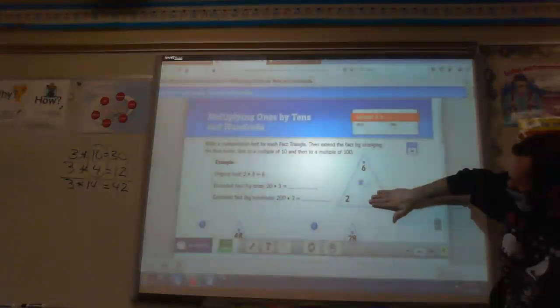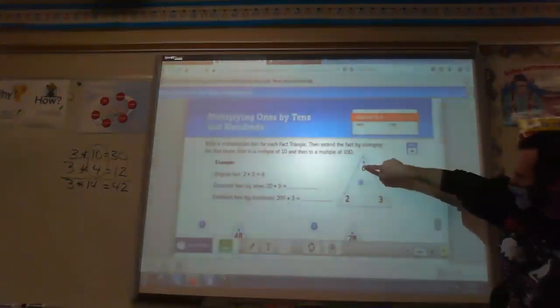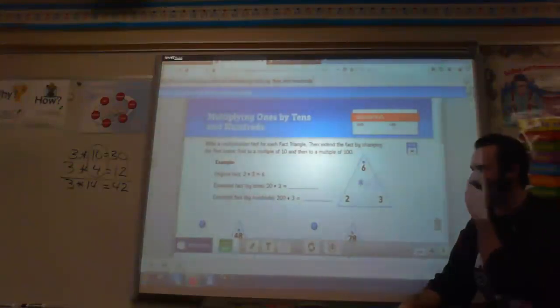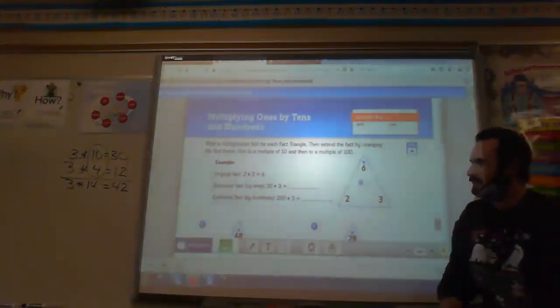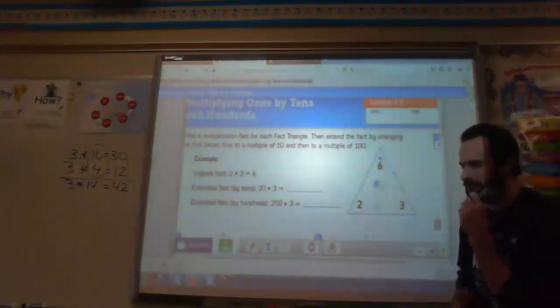If it's down here, if it has the dot showing, you divide. 6 divided by 2 is 3. 6 divided by 3 is 2. Okay, so they gave you the original fact. 2 times 3 is 6. Solve the extended fact. 20 times 3.